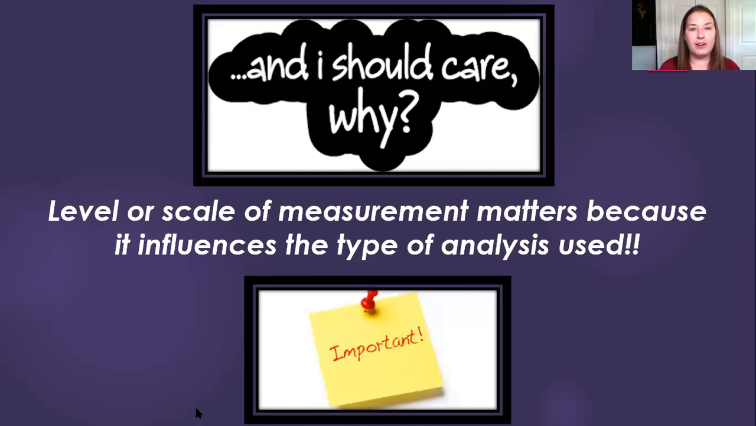Why should you care? Why is this so important for levels of measurement? This matters because it influences the type of statistical analysis that you can do with the variables. When we start chapter 2 and also in chapter 3, you'll see that for some types of descriptive statistics, you need to use one type of analysis if it's an interval level variable, or another type of analysis if it's a nominal or ordinal level variable.